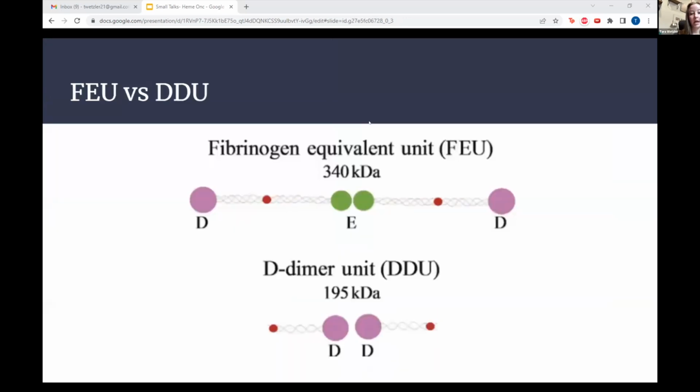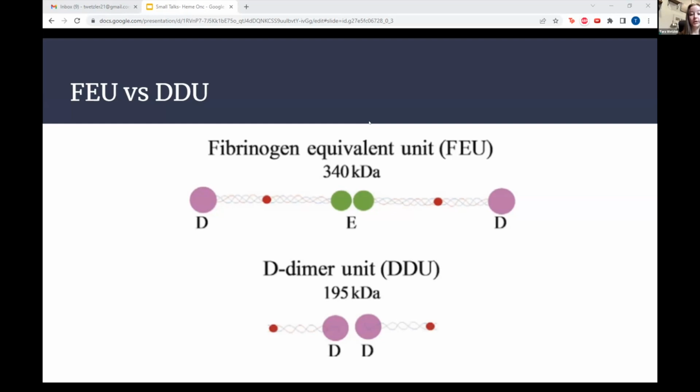And we can't speak about D-dimer without mentioning FEU and DDU. So these are basically the measuring units that D-dimer can be reported in. When they were first developing the D-dimer testing, the creators had difficulty agreeing on which one to use. The DDU group used a known concentration of purified D-dimer for the measurements, while the FEU group used a known concentration of purified fibrinogen.